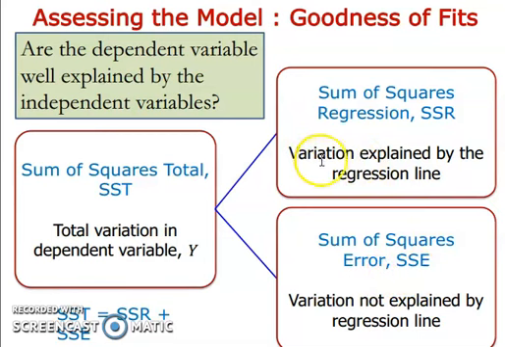So SSR is the variation explained by the regression line. SSE is the variation not explained by the regression line. So when we add up these two, the variation explained by the regression line and the variation not explained by the regression line, we will get the total variation in the dependent variable.